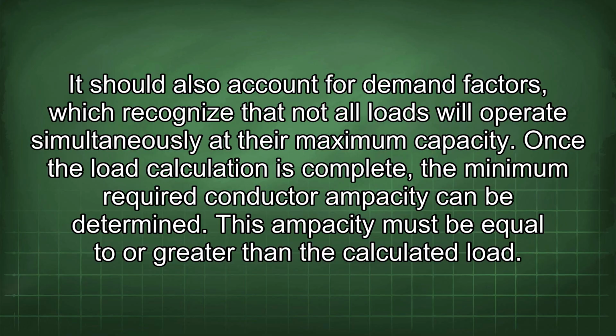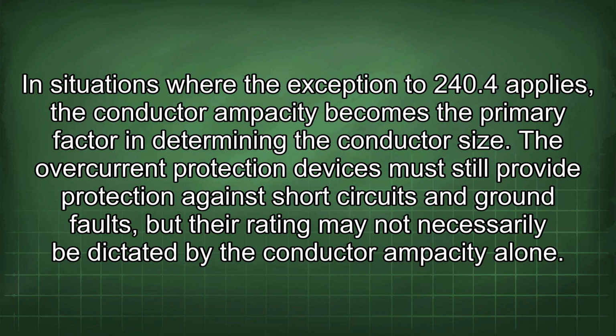Once the load calculation is complete, the minimum required conductor ampacity can be determined. This ampacity must be equal to or greater than the calculated load. In situations where the exception to 240.4 applies, the conductor ampacity becomes the primary factor in determining the conductor size. The overcurrent protection devices must still provide protection against short circuits and ground faults, but their rating may not necessarily be dictated by the conductor ampacity alone.